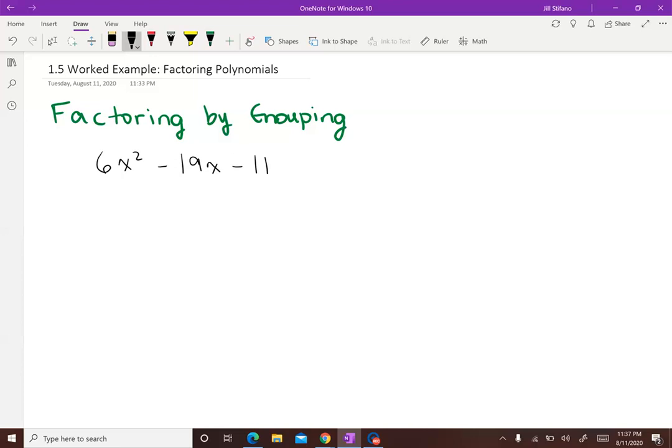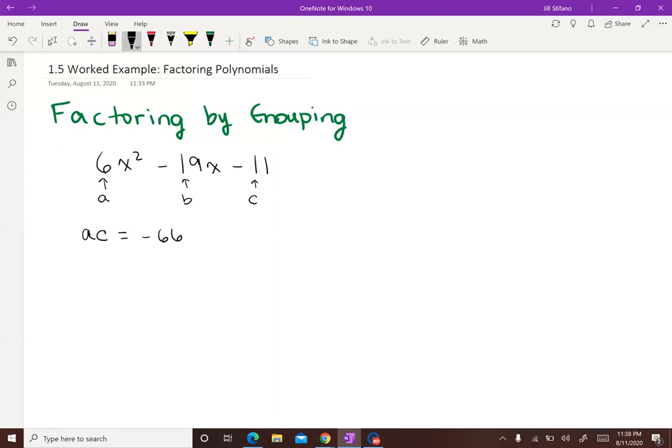In this case, we'll use the labels a, b, and c for the coefficients. So we have a equals 6, b equals negative 19, and c equals negative 11. If you remember our process for factoring by grouping, we want to find a pair of numbers that multiply to a times c and sum to b. So first we have a times c. In this case it's negative 66.